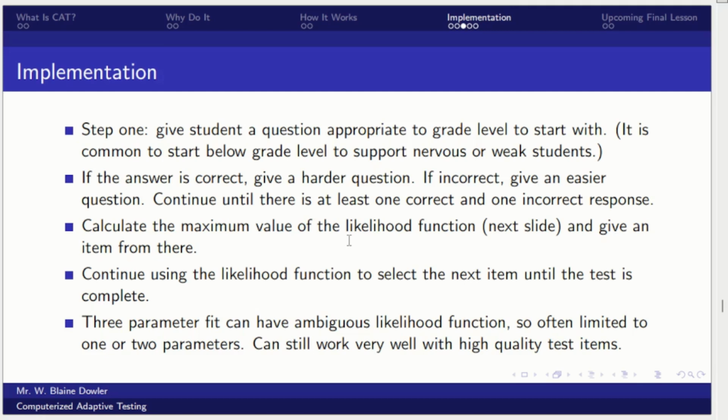Now, if you have a 3-parameter fit, you can actually get an ambiguous likelihood function. So we often limit to 1 or 2 parameters. This still works very well with high-quality test items. Even with just 1 parameter, you can still get a really good test. But if you have, as is very common, a student who gets an easier question wrong and a harder question right, then you can run into mathematical ambiguities.